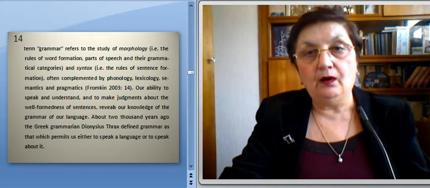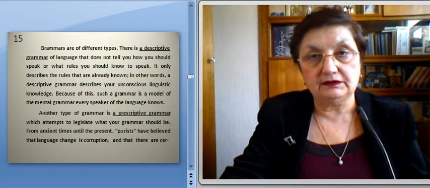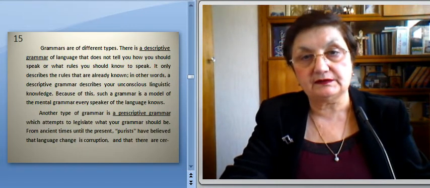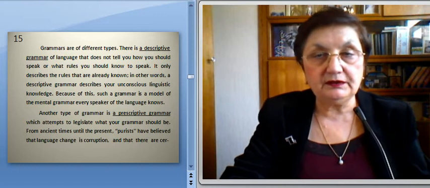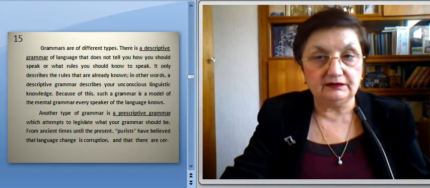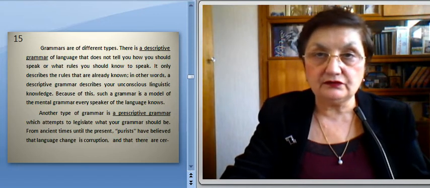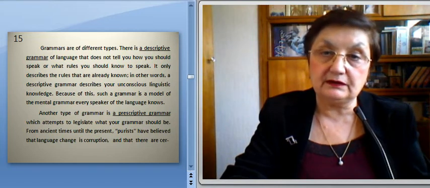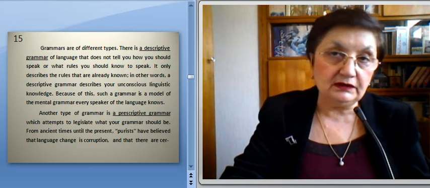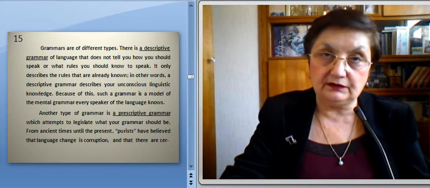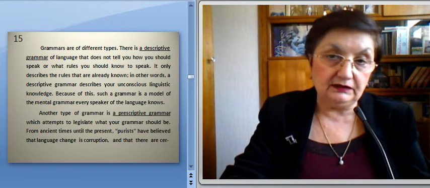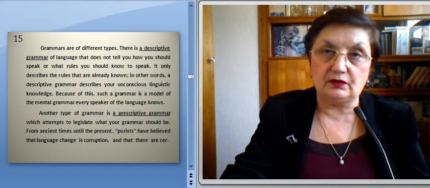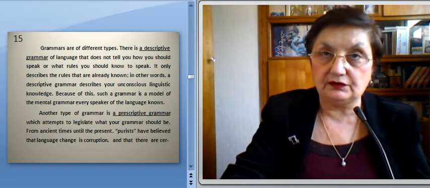There is a descriptive grammar of language that does not tell you how you should speak or what rules you should know to speak. It only describes the rules that are already known. In other words, a descriptive grammar describes your unconscious linguistic knowledge. Because of this, such a grammar is a model of the mental grammar that every speaker of the language knows.